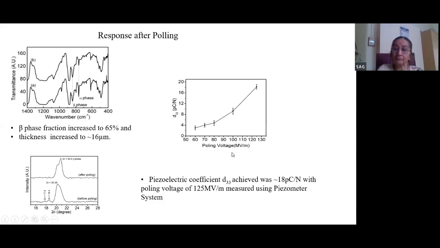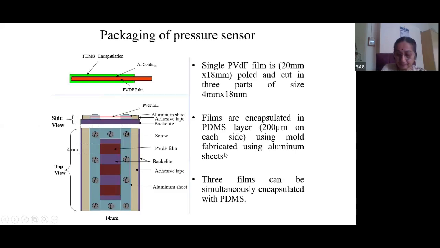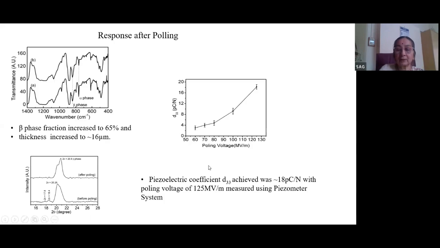This poling voltage versus d33 graph is shown here, and the piezoelectric coefficient of these films was about 18 picocoulomb per newton with the poling voltage of 125 megavolt per meter. We measured this using a piezometer system, which was purchased through the research project.